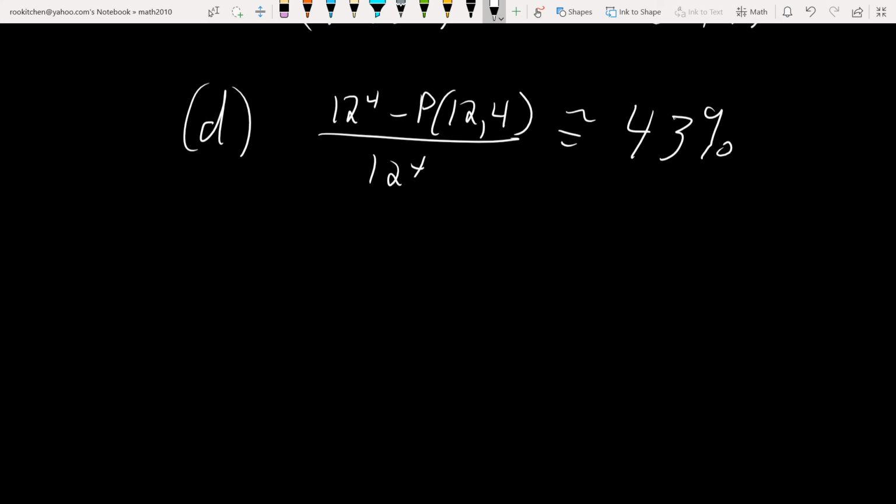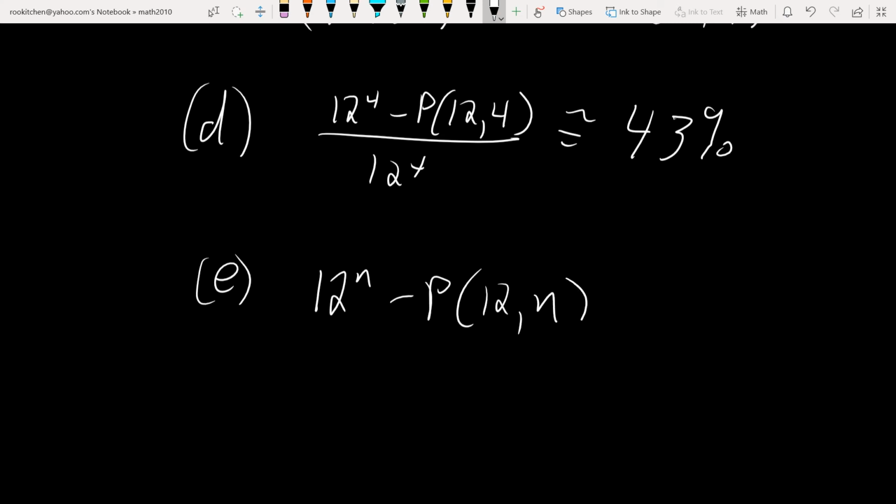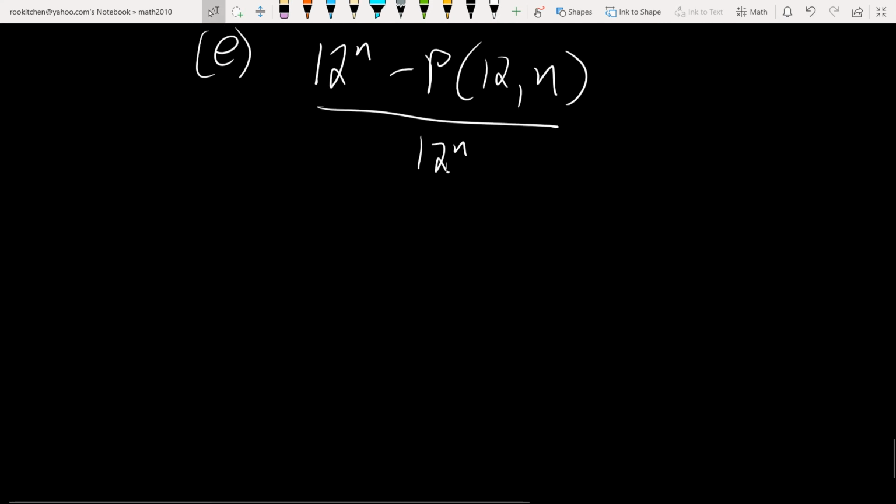Okay, and then they go on, and the question is, how many people do we need before we have over a 50% chance of having 2 people with the same birth month? And what you're going to do is kind of just trial and error. So we kind of have the formula that we're using, and you're going to just put in numbers for n, right? So P of 12 comma n all over 12 to the n. Okay, and you'll keep trying the n values until you get something over 50%, and it turns out 5 will work.